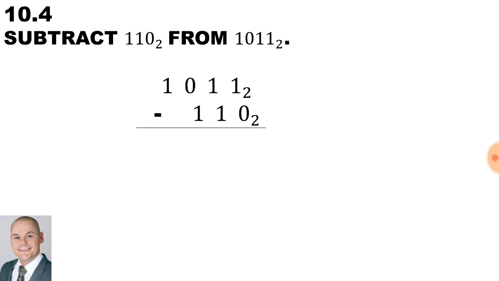Now, it's important to line everything up neatly so that you get the correct answer. Now, 1 minus 0 will give you 1. 1 minus 1 will give you 0. Now, 0 minus 1 is not possible. Therefore, we'll need to borrow from the neighbor. Now, whenever you borrow from the neighbor, it is worth 2. Therefore, those 2 less 1 will give us 1. Therefore, the final binary answer is 1, 0, 1.